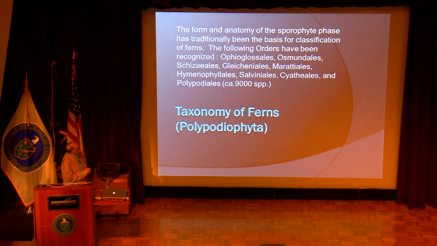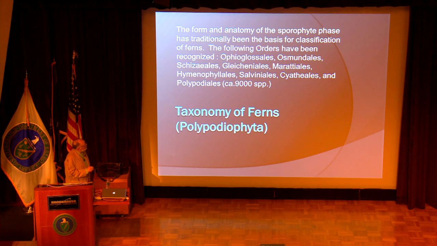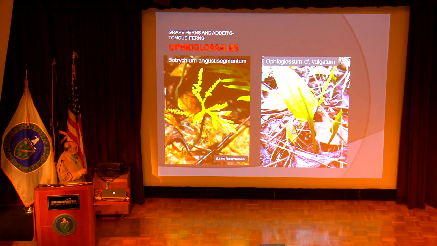Taxonomy. Form and anatomy of the sporophyte phase has traditionally been the basis for classification of ferns. The following orders have been recognized: Ophioglossales, Osmundales, Schizaeales, Gleicheniales, Marattiales, Hymenophyllales, Salviniales, the water ferns, Cyatheales, the tree ferns, and Polypodiales, the ones we see every day, mostly.